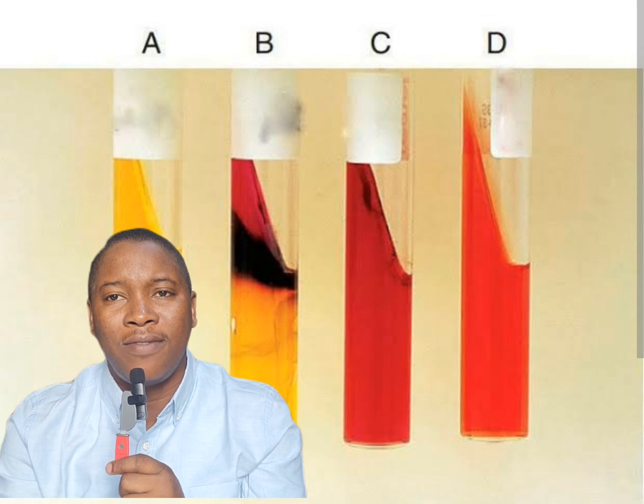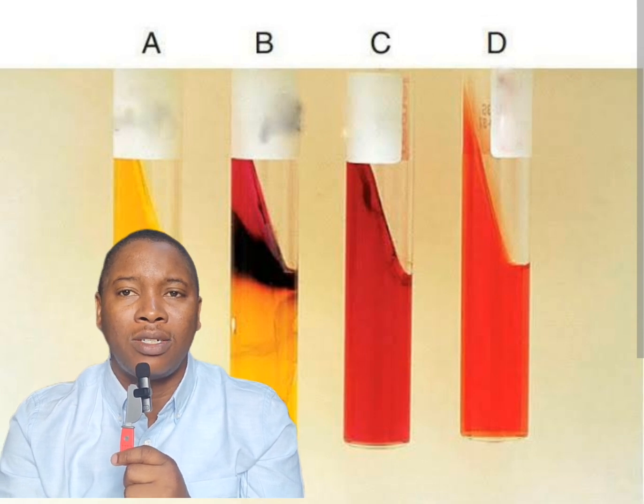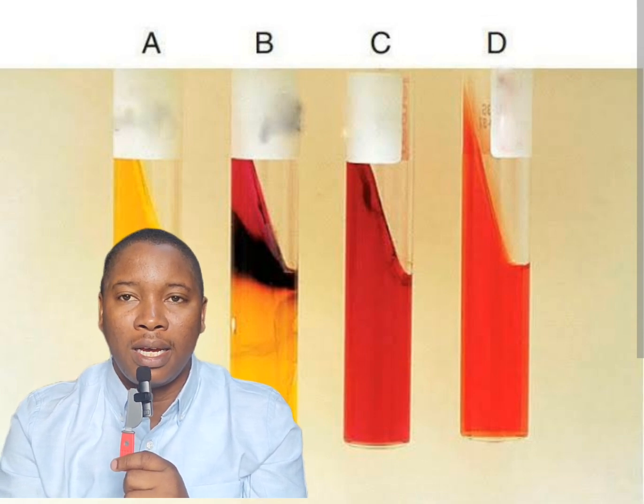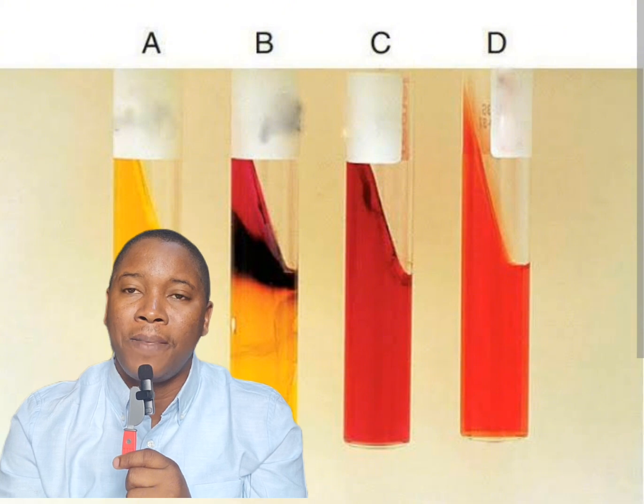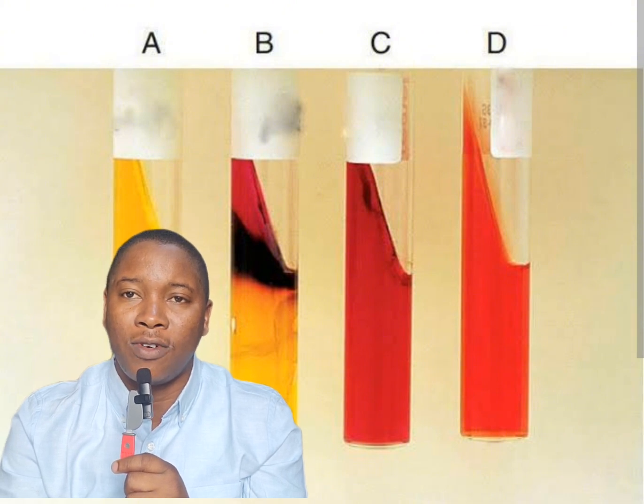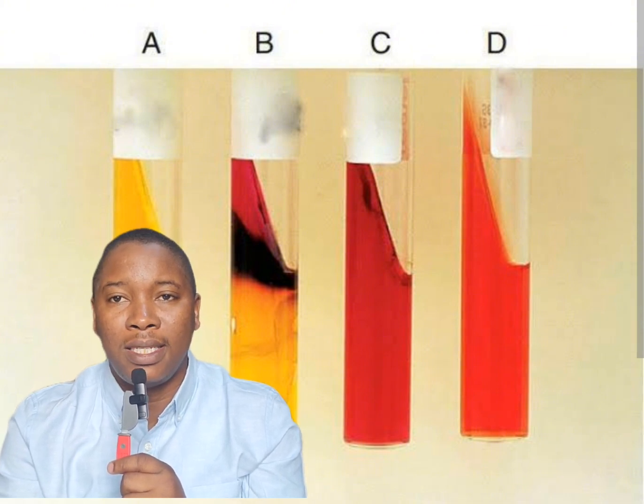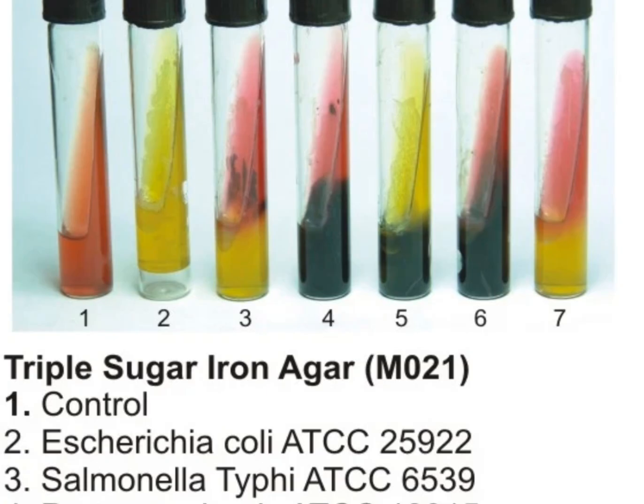Now, these three different cardinal points are what our triple sugar iron test stands upon, and it's important for us to know. There is a media, the TSI media, that is prepared. The composition of the media is glucose, lactose, sucrose, phenol red, an indicator, peptones, sodium thiosulfate, and ferrous sulfate. These are all what you have, and then agar for solidification.